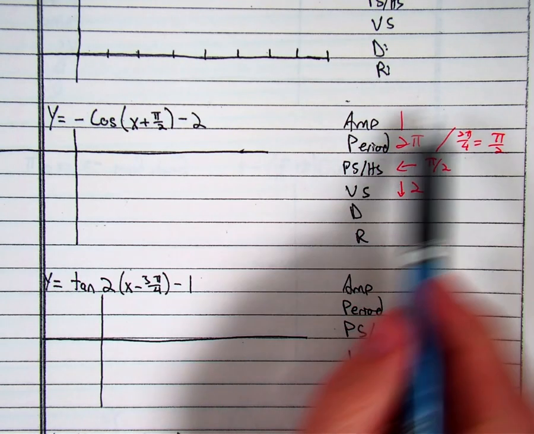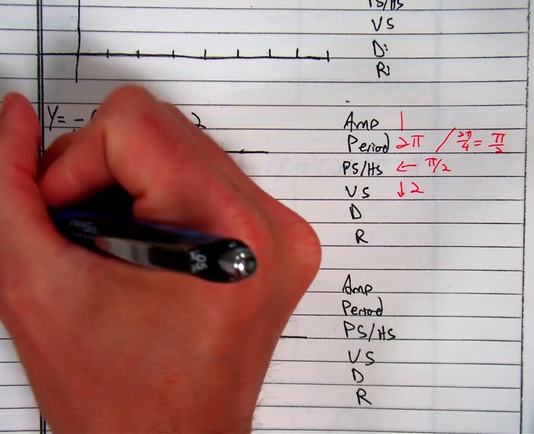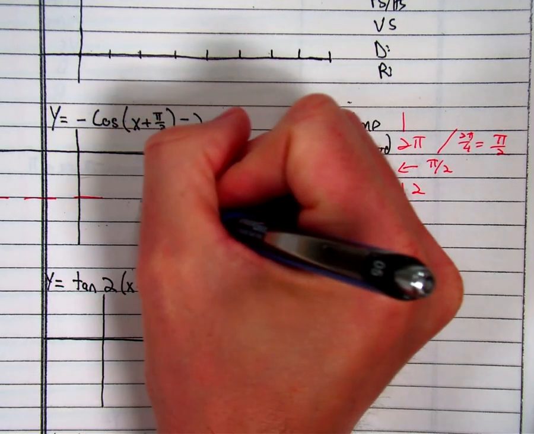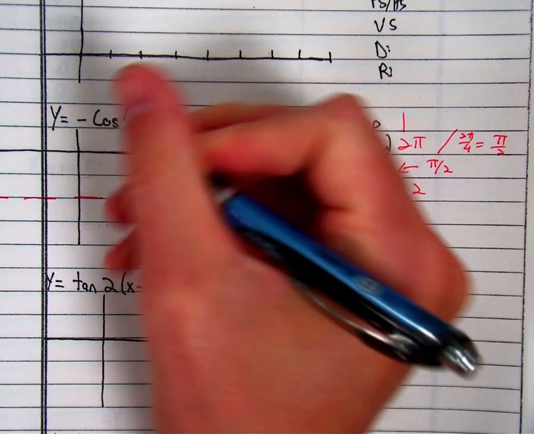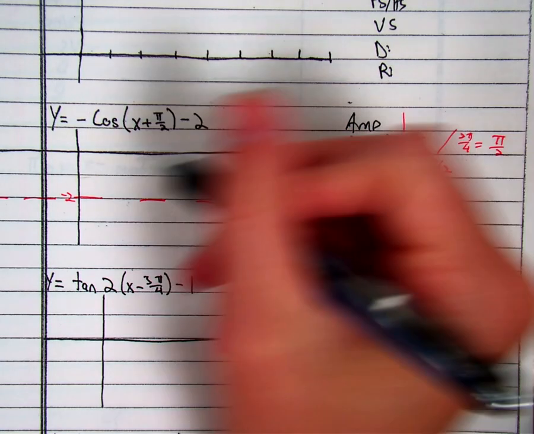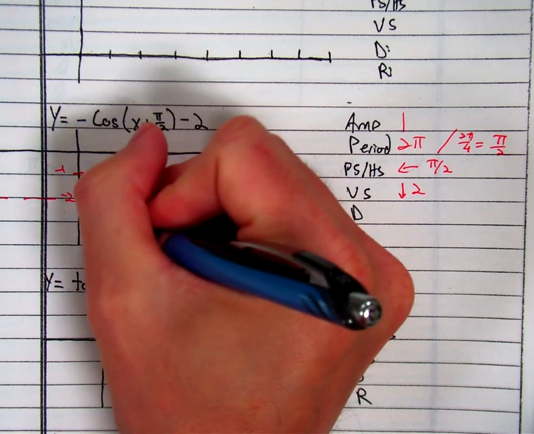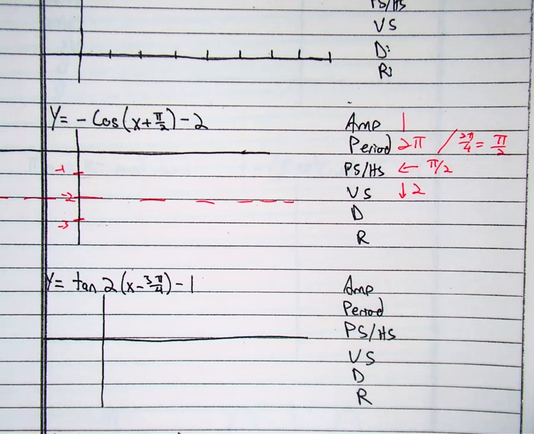So now we're going to take all of that and put it over here. Vertical shift down 2, so our new midline is at negative 2. Our amplitude is 1, so we're going to be going up 1 and down 1. So we're going to be at negative 1 and negative 3.